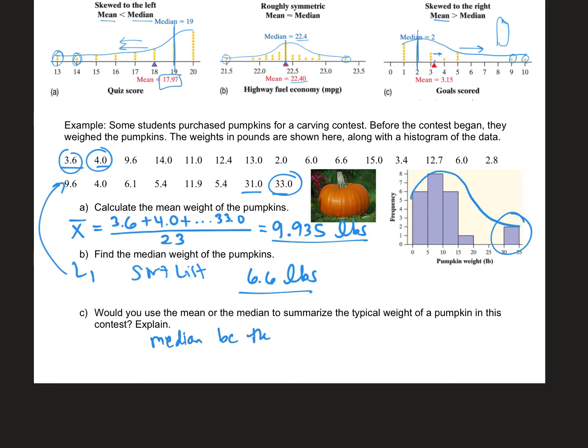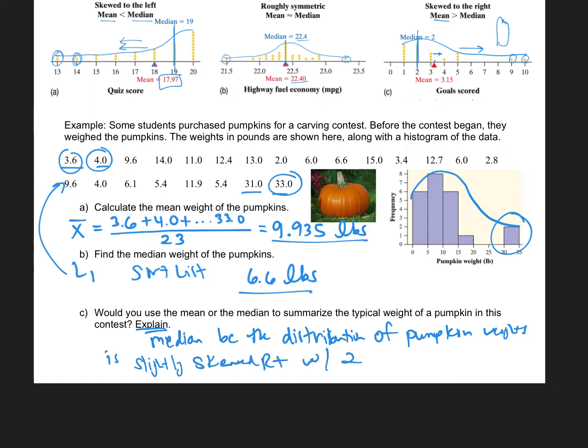because the distribution of pumpkin weights, don't forget to use context. Anytime you explain, you don't want to say because it's skewed. Like you don't want to do that. Because the distribution of pumpkin weights is slightly skewed right with two possible outliers, and then you want to say what those outliers are, 31.0 and 33.0 pounds. Okay, so there you go.